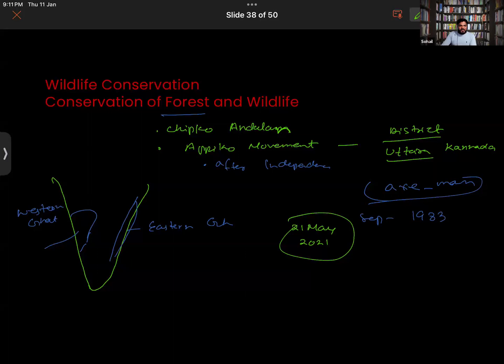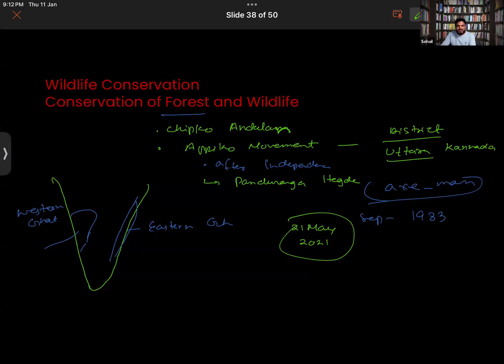Also, sir, did I tell you who is considered the father of the Appiko movement? Who is the father of this movement, by the way? No, not Sundar Lal Bahuguna. Basically, I'm talking about the founder of the Appiko movement. Panduranga Hegde. Exactly. Panduranga Hegde. Okay, now you also remember this. So that was the person.